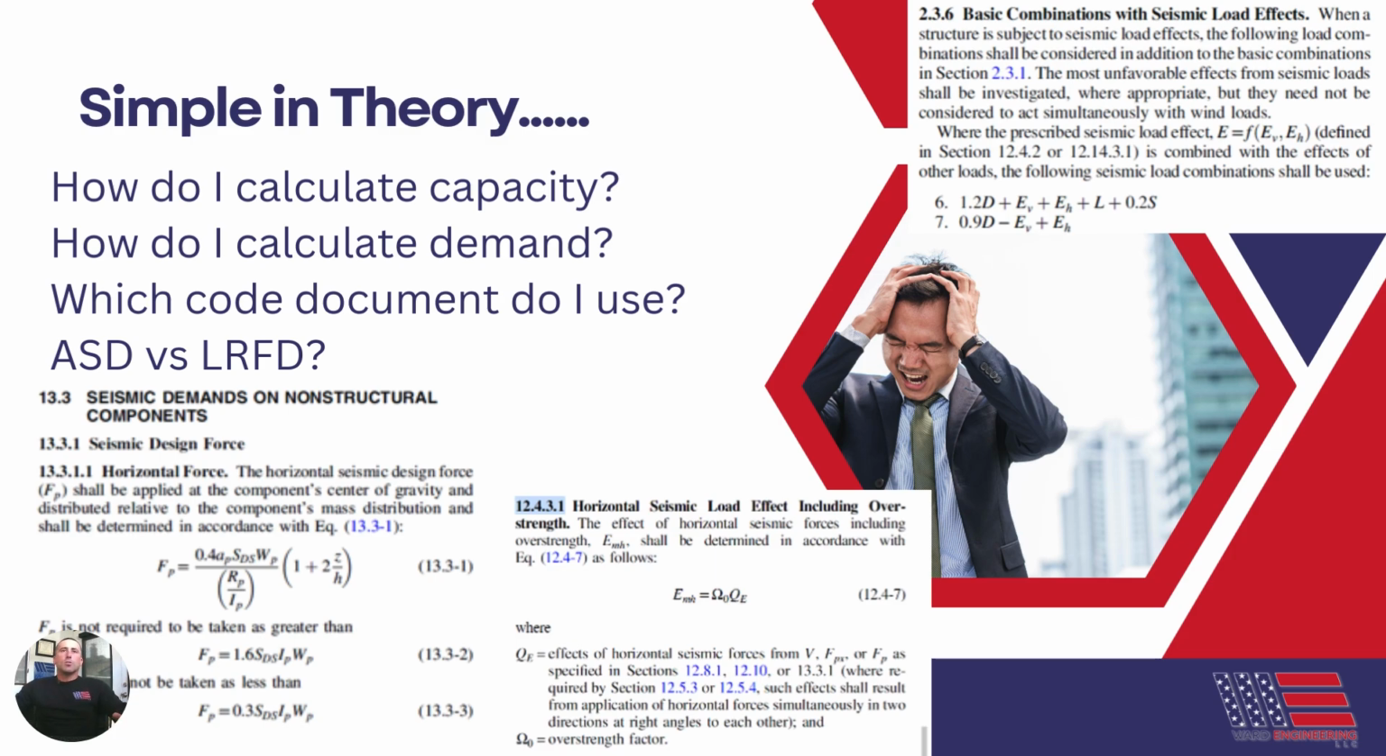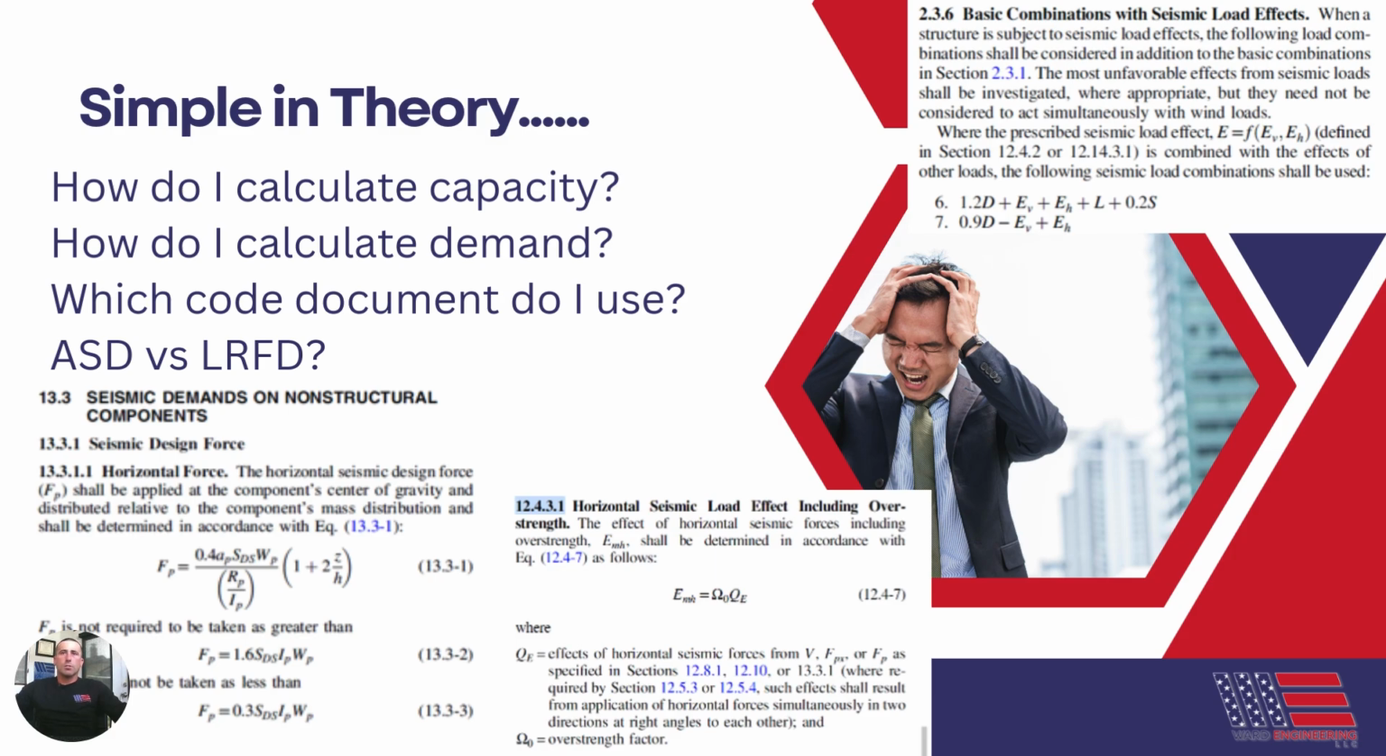So obviously that checking account example and that capacity greater than or equal to demand, that's very simple in theory. However, as I'm sure you can understand, actually calculating any one side of that equation can be very, very difficult. So for instance, how do I calculate the capacity of an object? How do I calculate the demands on that object? Which code documents do I use? Should I use ASD or LRFD? Those are all very big questions, and they can be very confusing and complicated, and it could depend on whether we're talking about wood or concrete or steel, what the application is, and even what state you're in. So all of that can be very complicated, but the underlying principle is still straightforward.